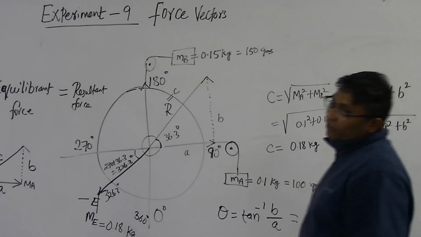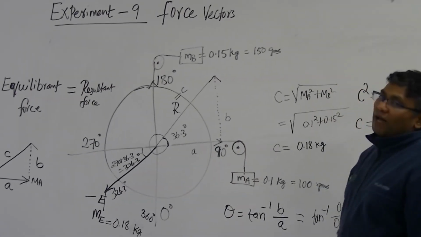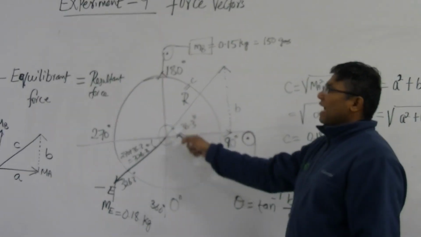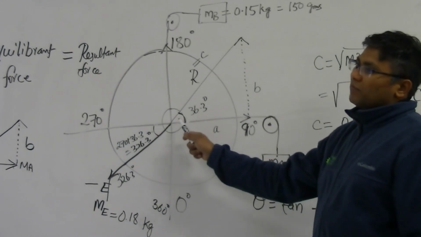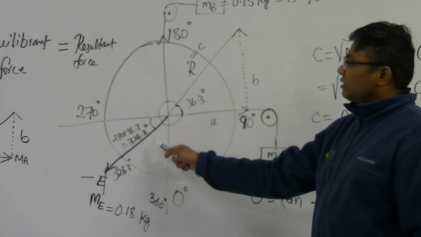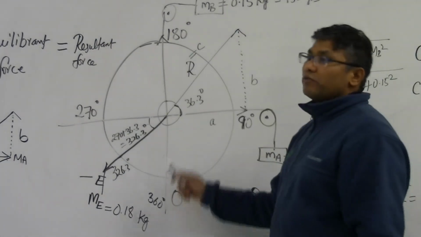Okay, so today we're going to do experiment 9, which is force tables. Here, when we have two forces acting at different angles, the third force, which is pulling the object to the center, is called a resultant force or an equilibrium force.